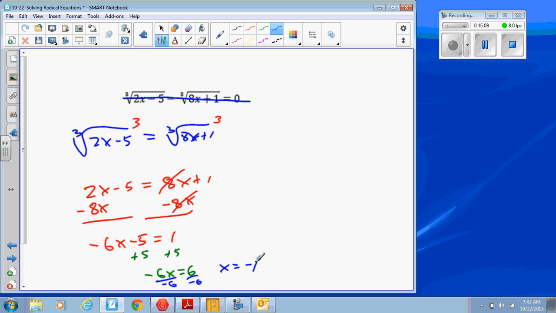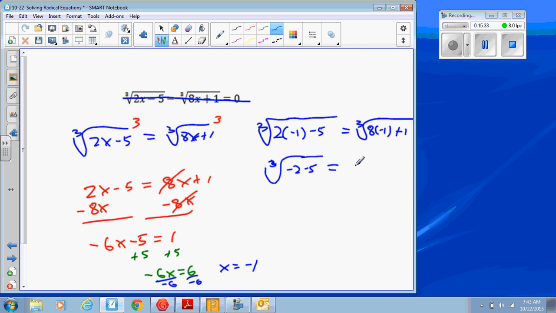X equals negative 1, and I want to check to make sure that works. So the cube root of 2 times negative 1 minus 5 equals the cube root of 8 times negative 1 plus 1. So that's the cube root of negative 2 minus 5 equals the cube root of negative 8 plus 1. The cube root of negative 7 equals the cube root of negative 7.